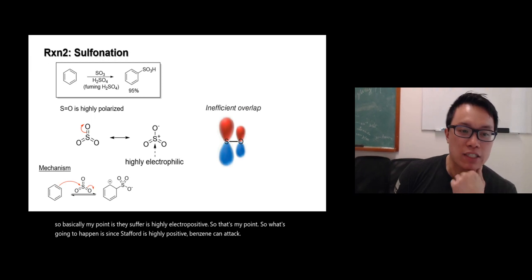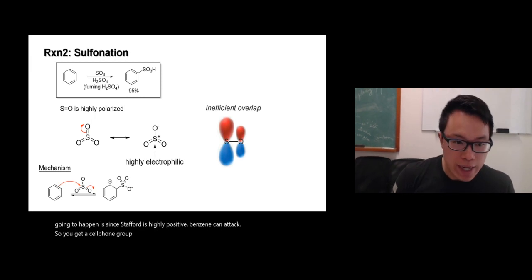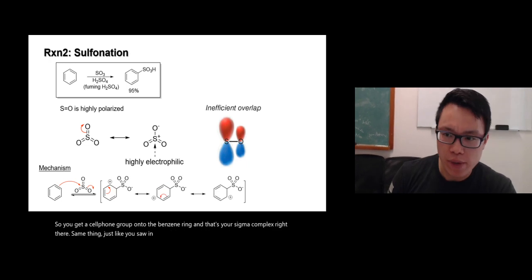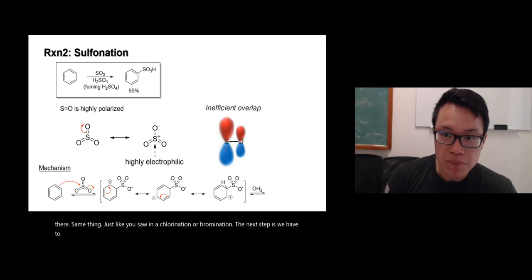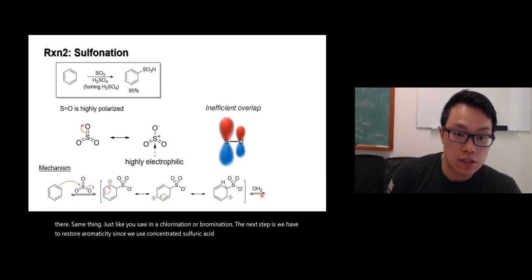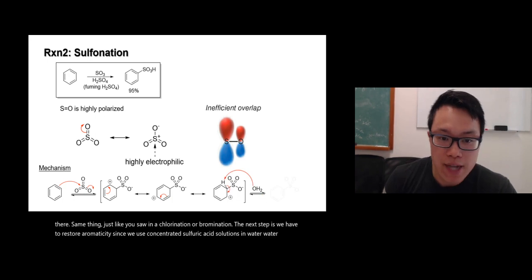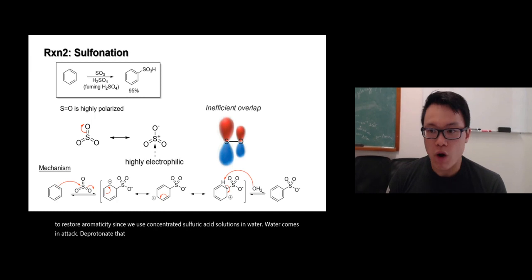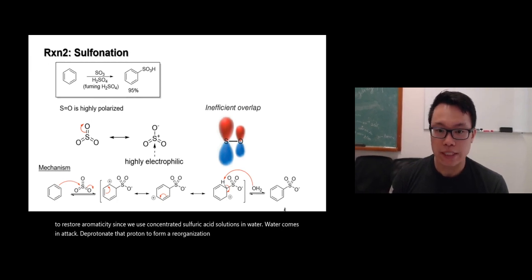So you get a sulfonyl group onto the benzene ring, and that's your sigma complex right there. Just like you saw in the chlorination or bromination. The next step is we have to restore aromaticity. Since we use concentrated sulfuric acid, the solution is in water. Water comes in, attacks, and deprotonates that proton to reform aromaticity.